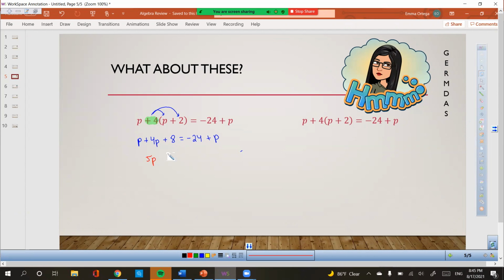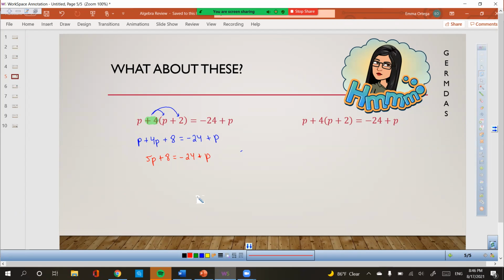So now we have 5p and bring down the rest plus 8. We can't combine those two because this one doesn't have a letter. So that stays as it is, equals 2. And over here, we can't do anything else because this is a number and this is a letter. So it stays the same, negative 24 plus p.